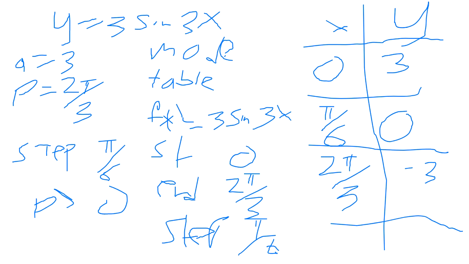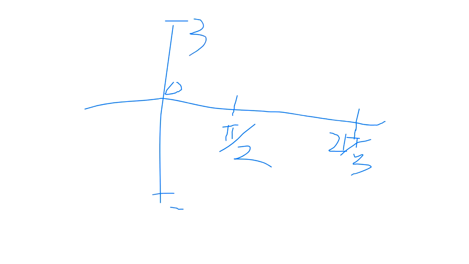So once you have been able to do this on your graph, you just go like this. On your graph, the graph becomes a mere formality. I know that I have 0, pi over 2, pi over 3. Then I know that my amplitude is 3 and minus 3.